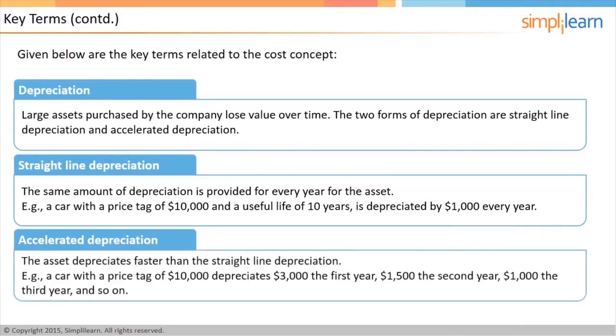Accelerated depreciation depreciates faster than the straight-line depreciation. For instance, a car with a price tag of $10,000 depreciates $3,000 the first year, $1,500 the next year, $1,000 the third year, and so on. Let us now check your understanding of the topics covered in this lesson.